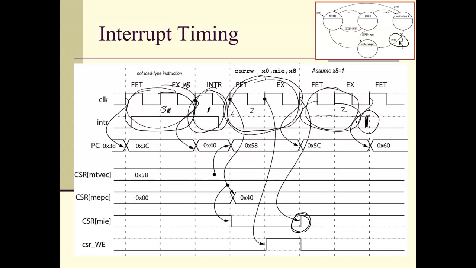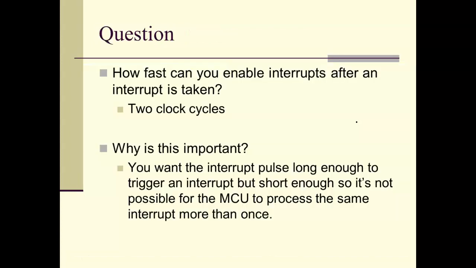But the real key to this is, 3 clock cycles is ideal. You want to make that pulse width 3 clock cycles, and if it's 3 clock cycles, it's always going to be caught, and it will never be caught twice by the state machine.